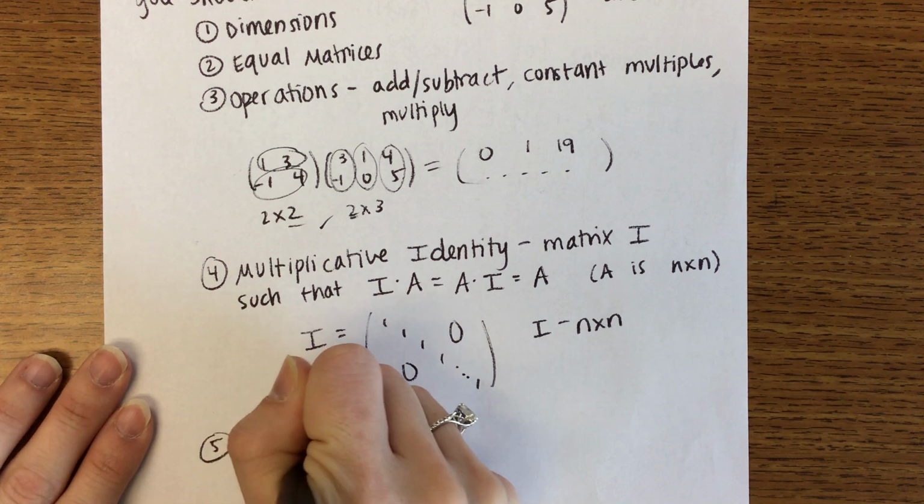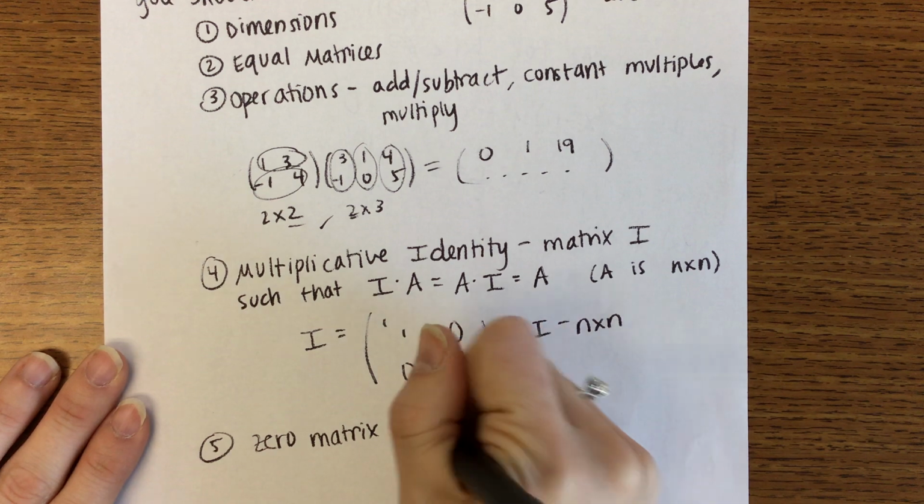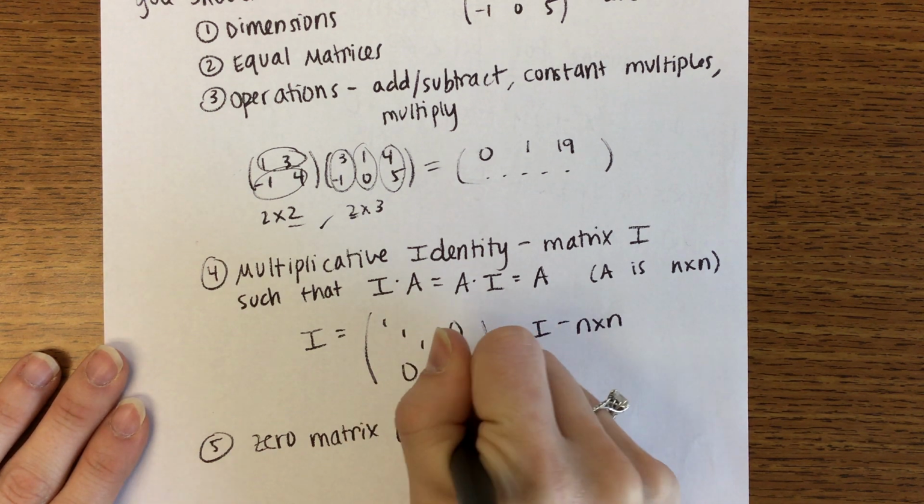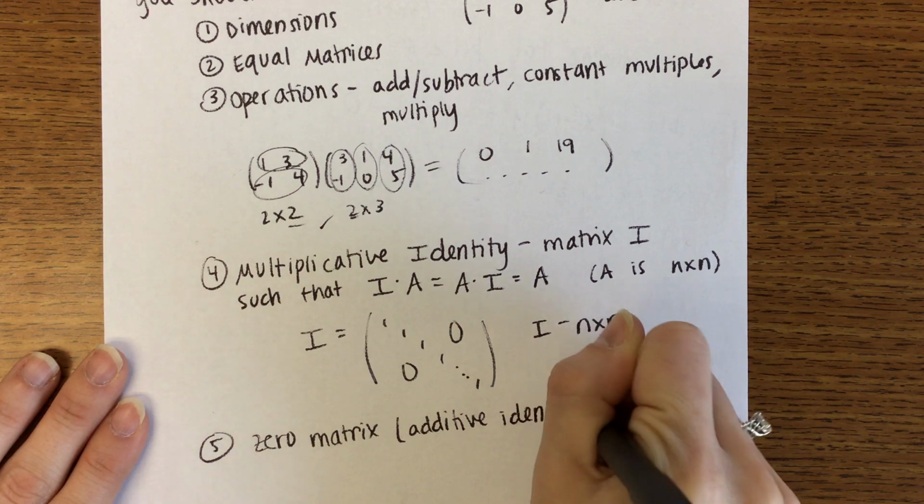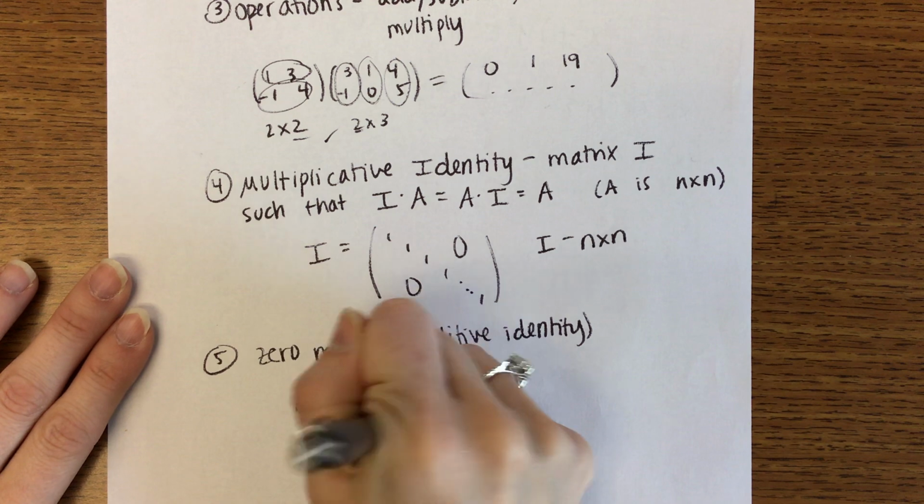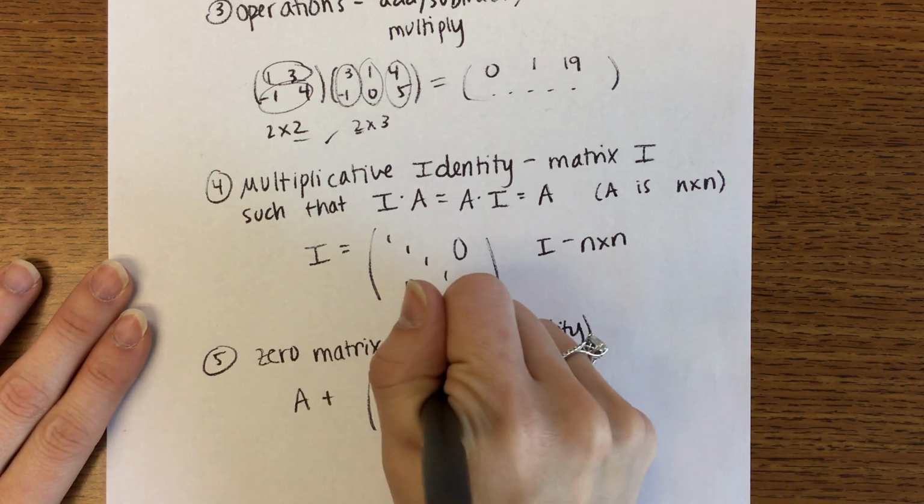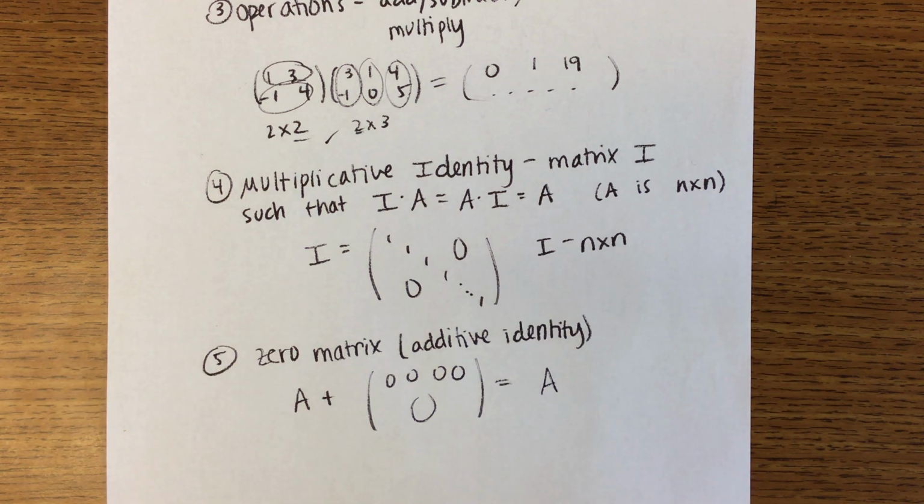Next thing I want to talk about is the zero matrix. This is the additive identity. So if I take a matrix A and I add a matrix of the same dimensions that has a whole bunch of zeros, I'm still going to get A back. You guys understand that this just means a bunch of zeros, right? I'm just too lazy to write out all the zeros.